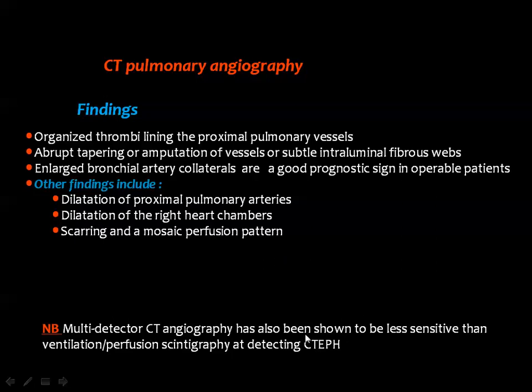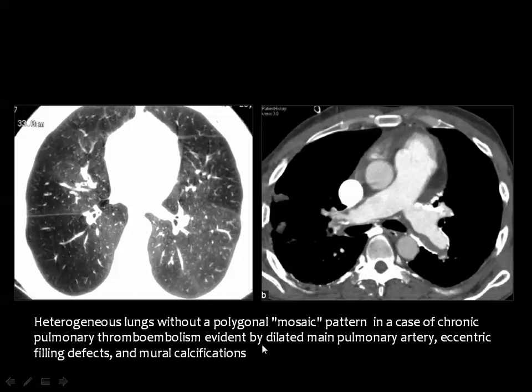Multi-detector CT angiography has also been shown to be less sensitive than perfusion scan in detecting chronic thromboembolic pulmonary hypertension. If you look here, this is the main pulmonary artery, the left side and the right side show eccentric emboli denoting chronicity, and the lung window shows patchy areas of ground glass opacities scattered in both lung fields. The hyperlucent areas are those which are ischemic, and those are the perfused lung tissue.